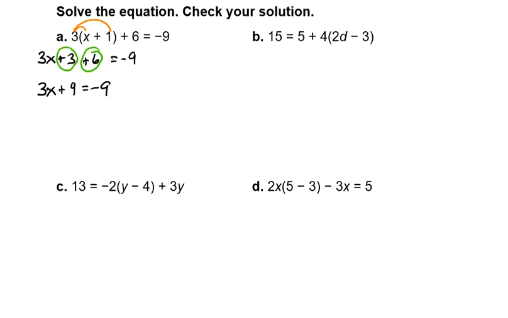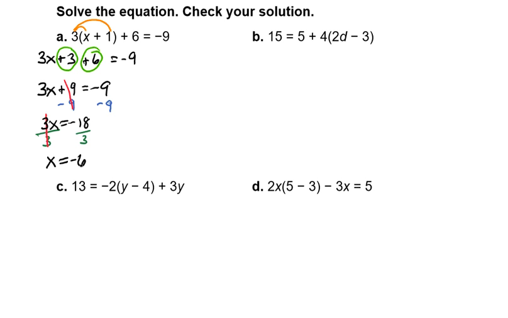And now we're down to a standard two-step equation. So we're going to subtract 9 from both sides. That's an inverse operation. And then we have 3x equals negative 18. And then we're going to finish it by dividing both sides by 3, because that's how we get rid of this 3. Because 3 divided by 3 is 1. We have x equals negative 6.